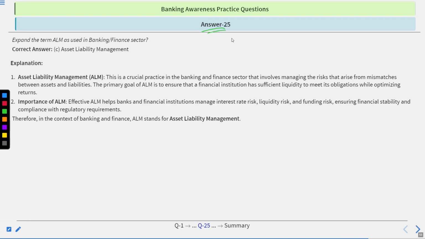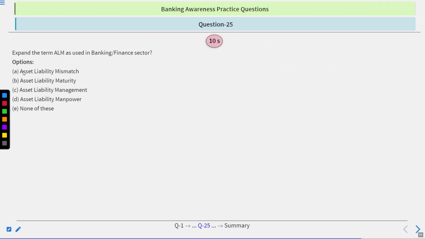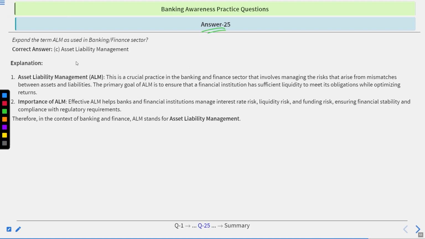Question number 25. Expand the term ALM as used in the banking and finance sector. 10 seconds you have, time starts now. Okay, your 10-second time is over. Now, the correct answer is asset liability management.